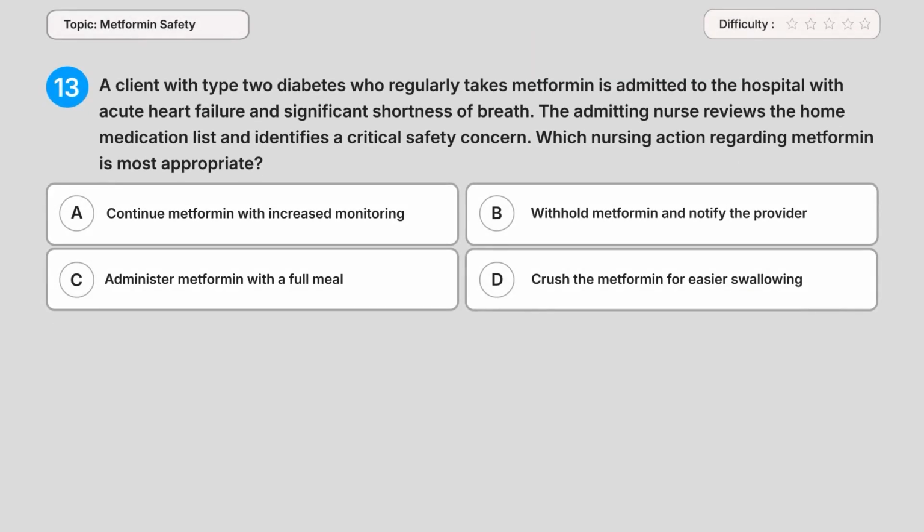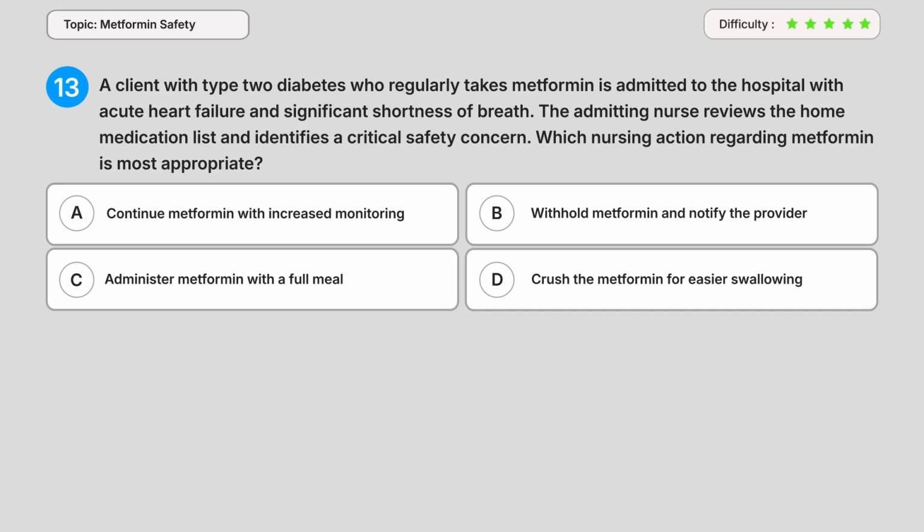13. A client with type 2 diabetes who regularly takes metformin is admitted to the hospital with acute heart failure and significant shortness of breath. The admitting nurse reviews the home medication list and identifies a critical safety concern. Which nursing action regarding metformin is most appropriate?